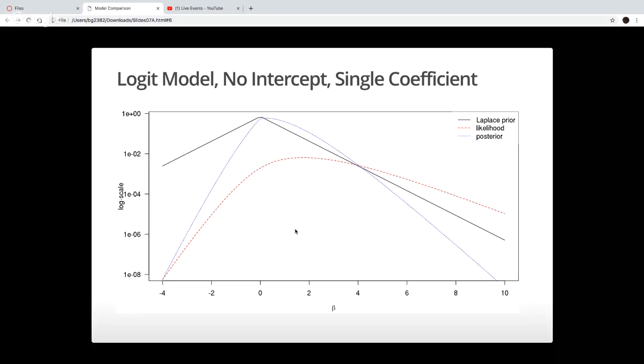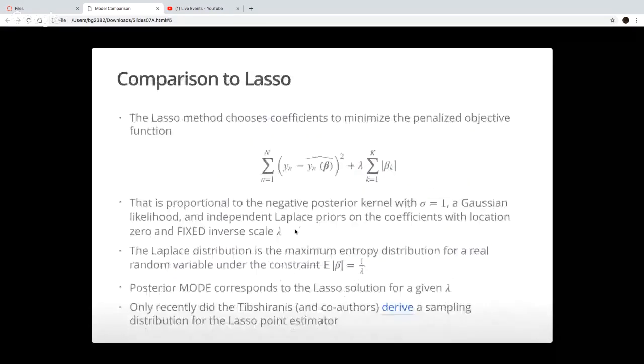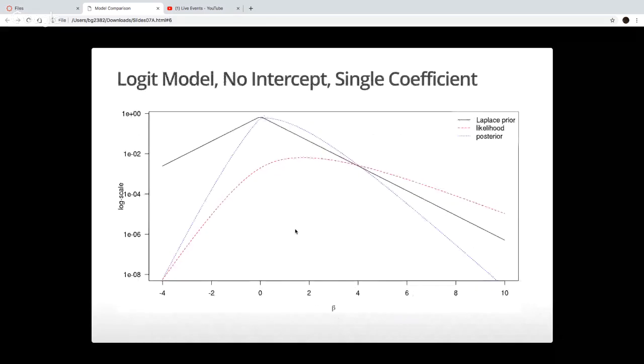But this was choosing a rather weird prior in order to make my posterior kernel align with the negative of the function being minimized by lasso, which might not have actually reflected my true beliefs about what this coefficient is. And if I put in my real beliefs, I would have gotten a different posterior PDF there.